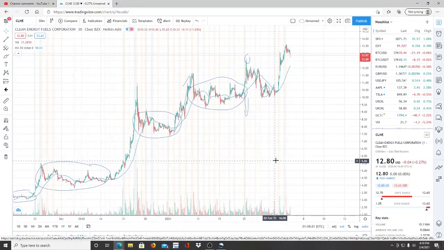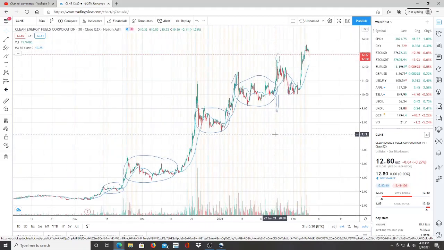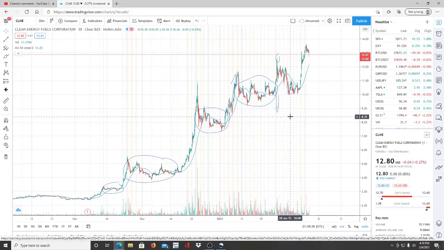So CLNE, you definitely want to have on your watch list. There's so much potential moving forward. Obviously, the volatility of the market will always exist, but when you look at this chart, it just keeps on pushing up to newer levels, and I can only imagine this continuing into the year and probably even the next coming years. So do your due diligence, do your research.